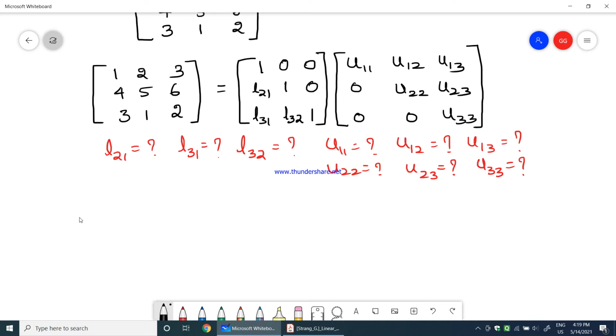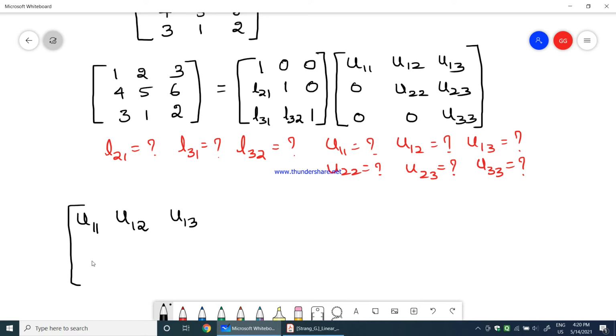So what will I get? The first element is 1 into U11 plus 0 into 0 plus 0 into 0, so I will get U11. Then the second one is U12 into 1, which is U12, and the other two are 0, multiplied by this is again 0. The third one is 1 into U13, and the other two are 0, since 0 into anything is 0.